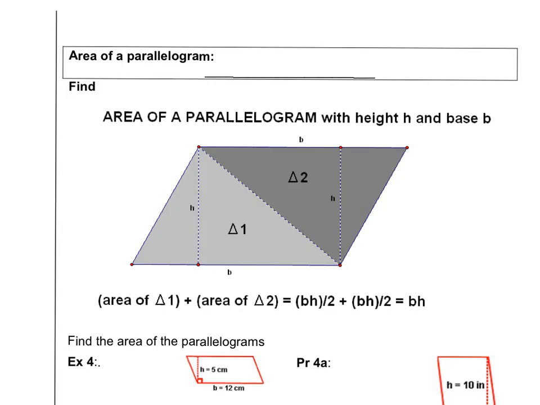All right, so that was triangles. Let's talk about parallelograms. The area formula for a parallelogram is simple. It's the same as a rectangle, but I'm going to show you why. So the area for a parallelogram is simply the base times the height. No divided by 2, no multiplied by anything, that's it. Here's why.